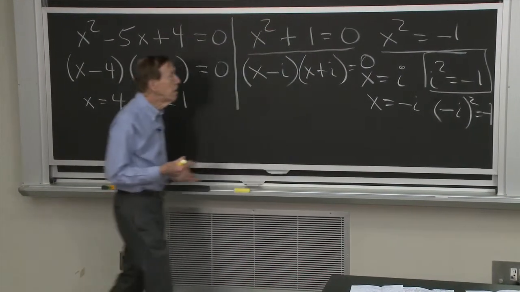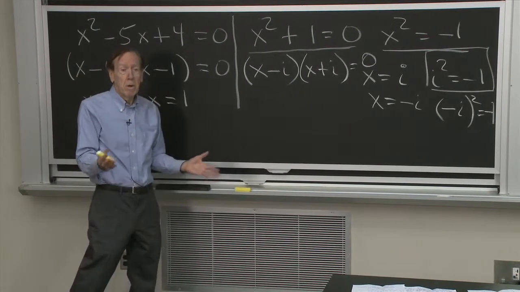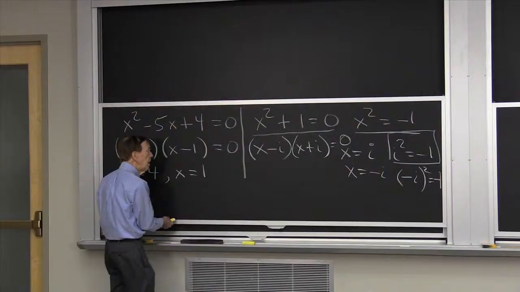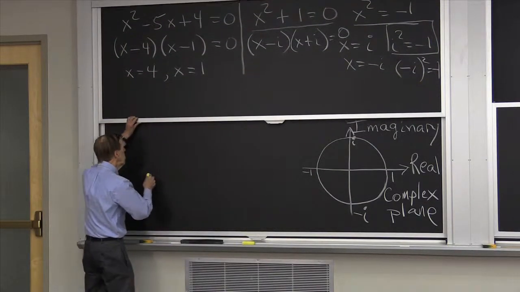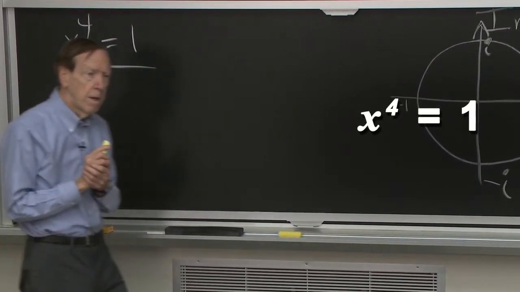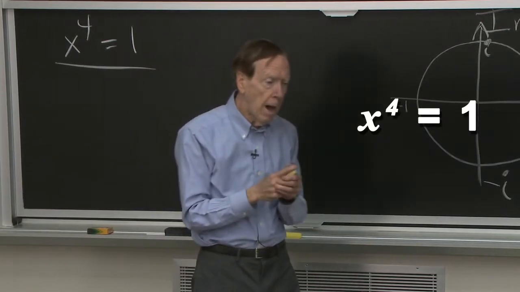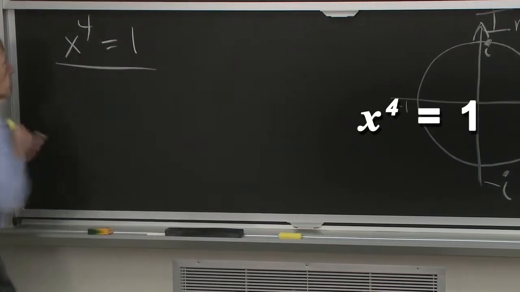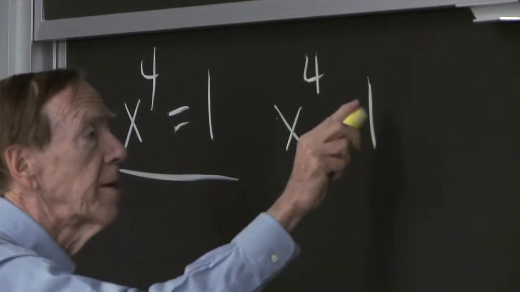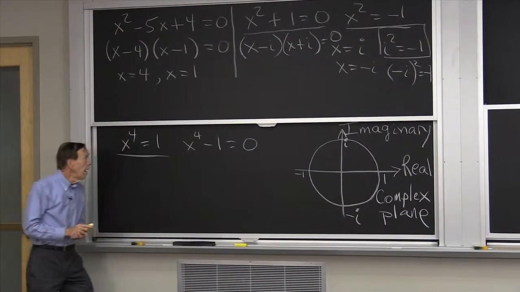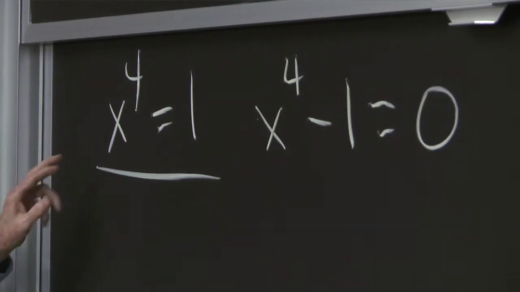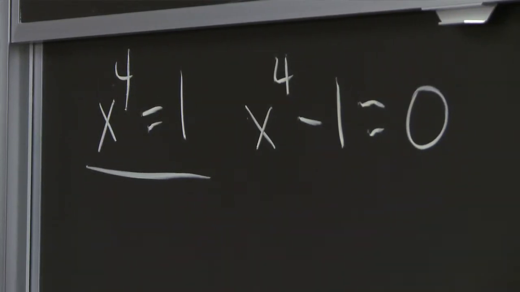But I want to take a more interesting, more exciting equation. Let me get up to fourth power. So can I go next to x to the fourth equals 1? Degree 4. I'm expecting 4 solutions to that equation. And of course, I can write that equation as x to the fourth minus 1 equals 0. Now, what are those 4 solutions? I'm expecting 4 because I see it's a degree 4 equation.